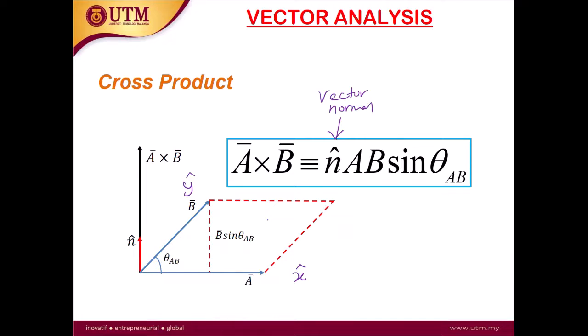Let's say this A cross B is a surface, and this is the normal vector, the normal vector n. So this is basically in the direction of z. So it is equal to n |A||B| sin theta AB.